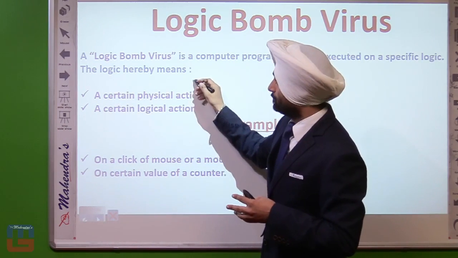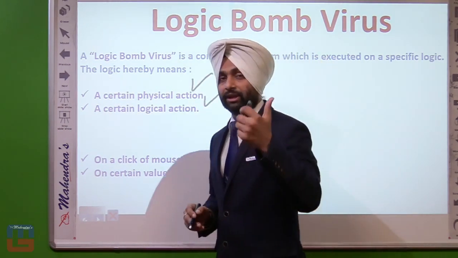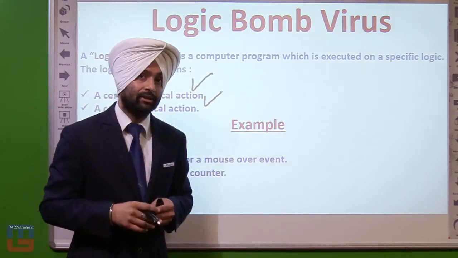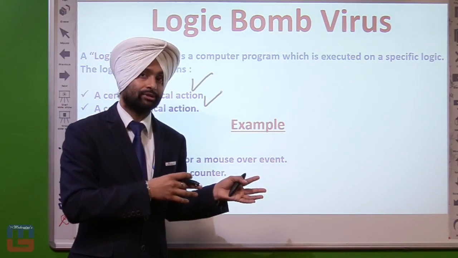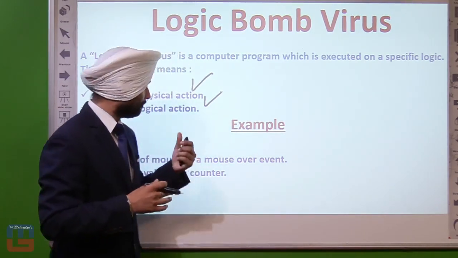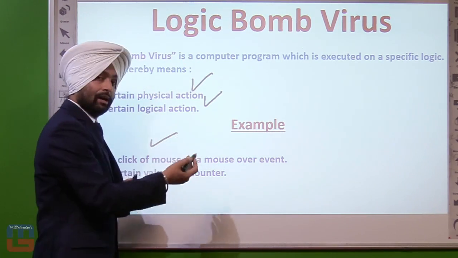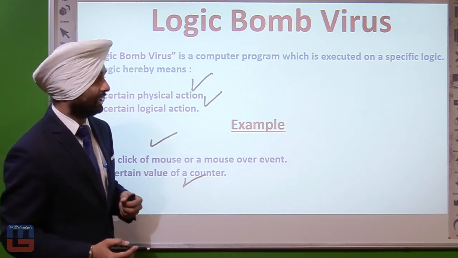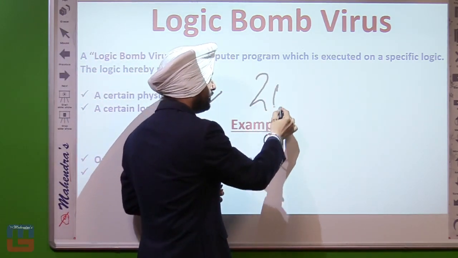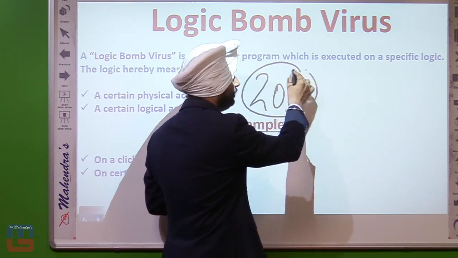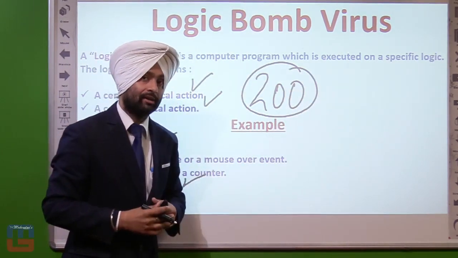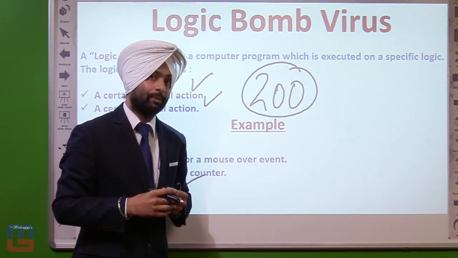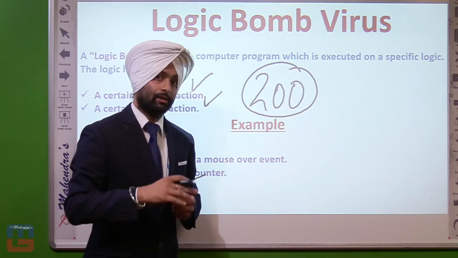The different logics on which a virus can be executed can be, the very first one can be a physical action, say pressing of a key, say pressing of a mouse button, the right mouse button, the left mouse button, or on a click of mouse button. Or the logical one on a particular counter. Say if I programmed a virus to auto execute itself when the value of the counter reaches 200. Now this is a logic. Hence that particular virus would be known as running on a logic bomb concept.